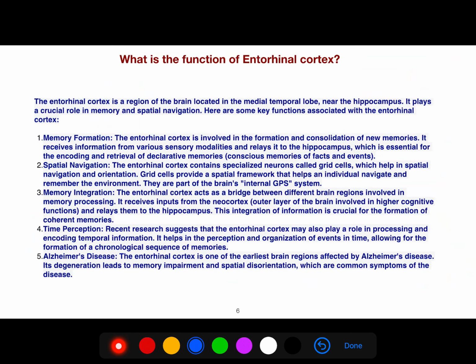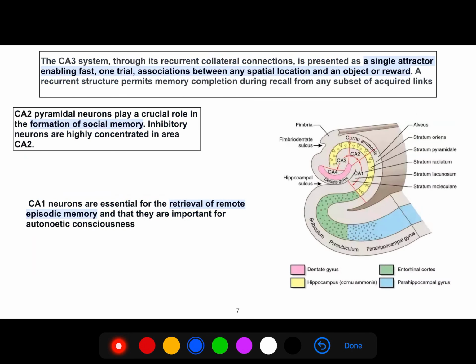And what is the function of entorhinal cortex? The entorhinal cortex is a region of brain located in the medial temporal lobe, and these are the functions. But I don't have time to go through them. They are very important: memory formation, spatial navigation, memory integration, time conception. But it's a recent research. Nobody knows if it's correct. Alzheimer's disease.